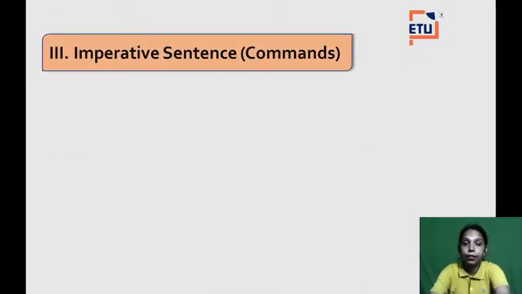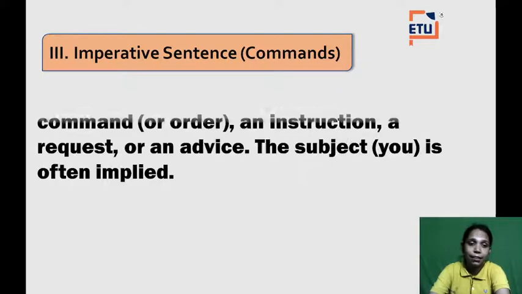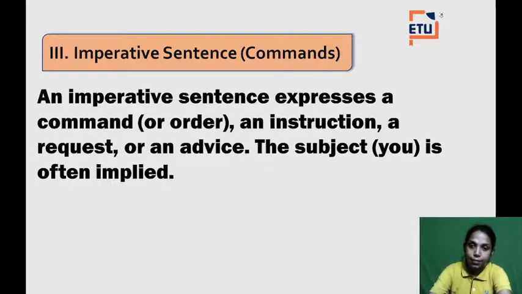Now imperative sentence. What is an imperative sentence? Imperative sentences are commands that you give, like a command, do it right now or something. I told you, right? It gives commands, requests, advice, many things. So an imperative sentence expresses a command or order, okay? An instruction, how to do it or something. A request, begging, requesting, or an advice, okay? The subject you is often implied. Often there is just a sentence written and you will be asked who the subject is.